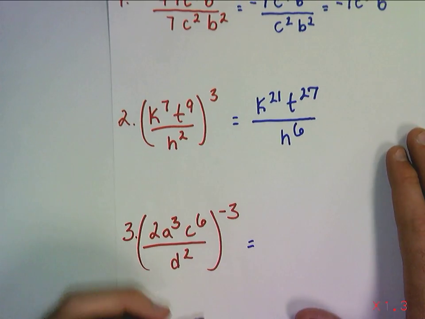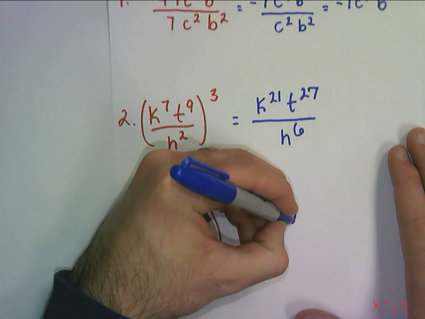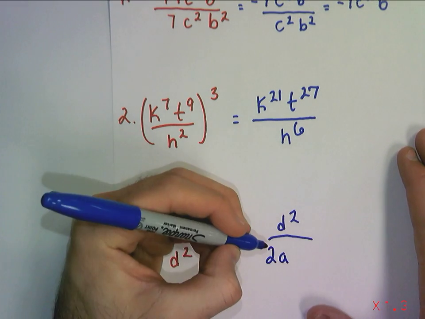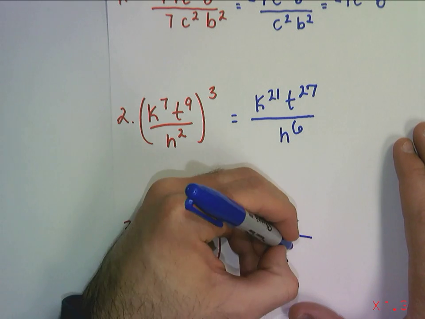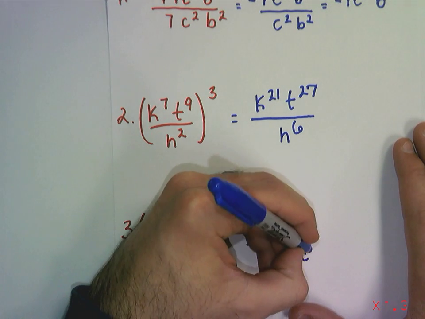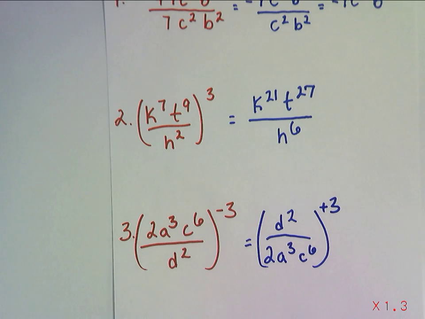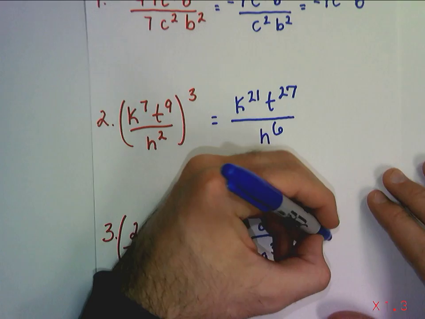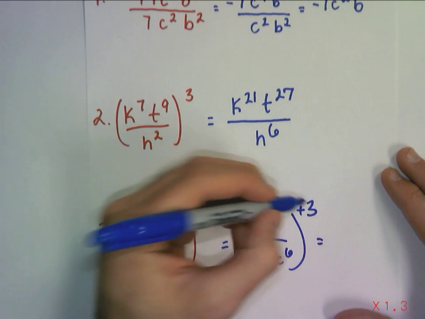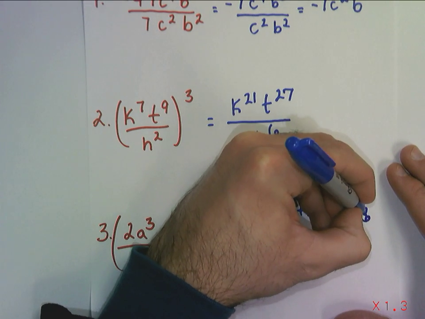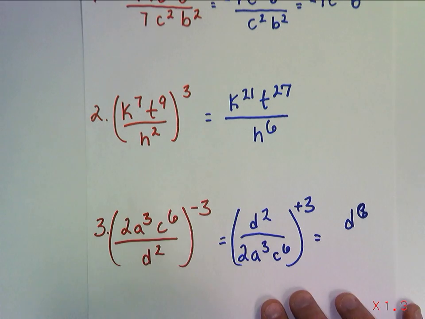So after I would flip this, I should have d squared over 2a to the third, c to the sixth, and now it's to the positive 3 power. And now we would just carry out what we did before here. So 2 times 3 would be d to the sixth. It's a bad 6, but that's a 6 there.